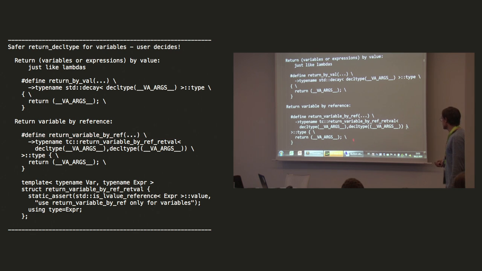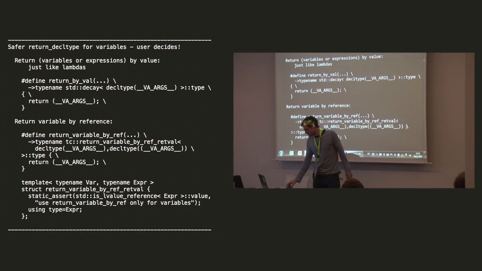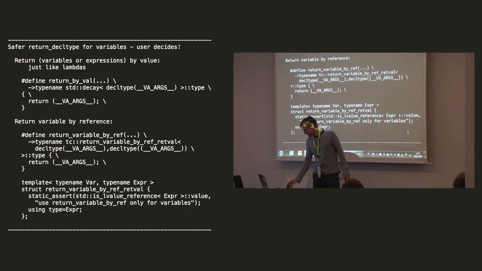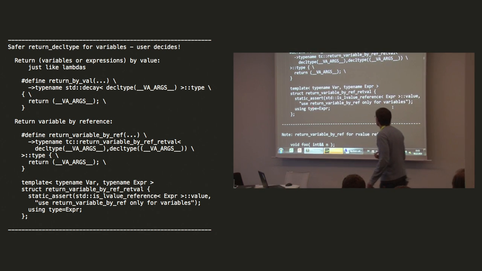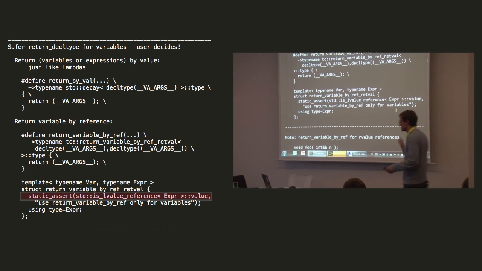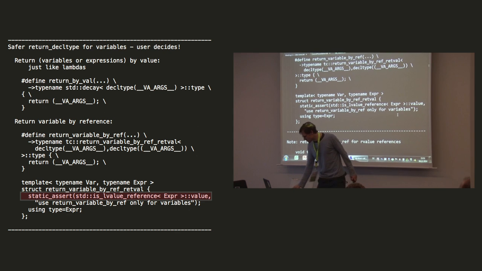This is basically what the old thing did. But you have to be explicit. It's like, I know it's a variable, and I really want to return it by reference. And here is, as we saw, the variables are always L-value references. If there are values, the expression type is always L-value reference. So if you get anything else that's suspicious, and we static assert, it's like, no, you're using me for something that you are not supposed to use me for.